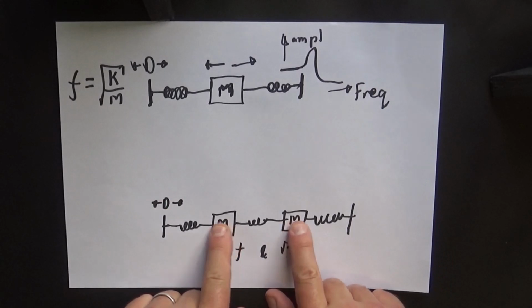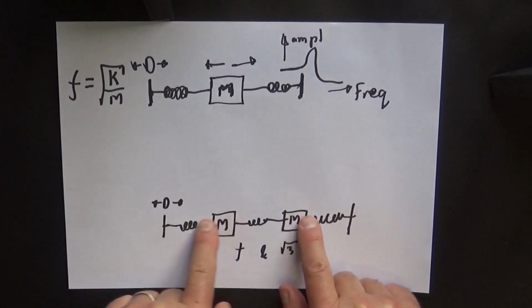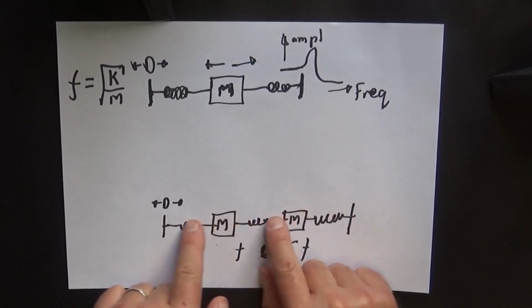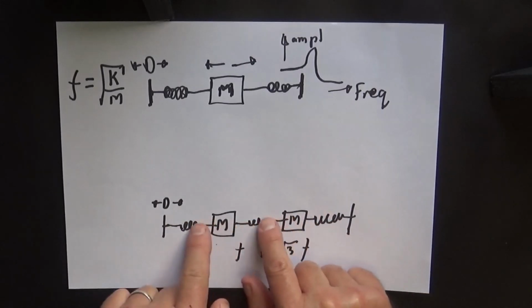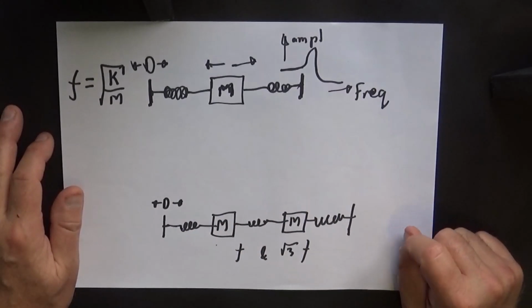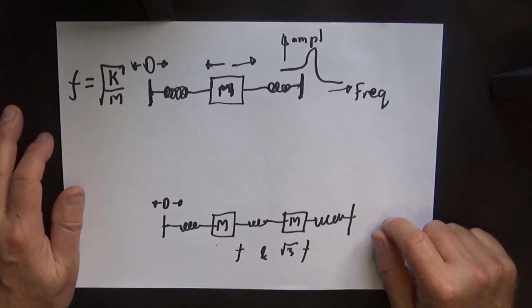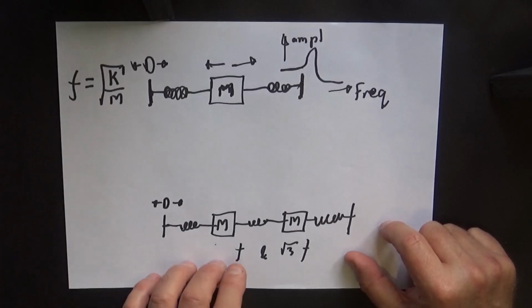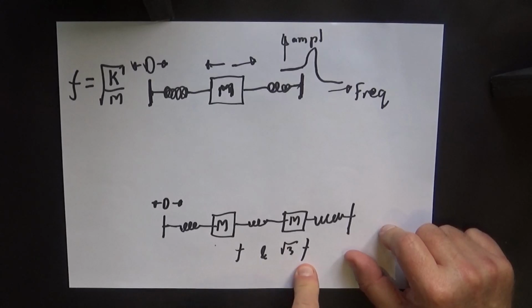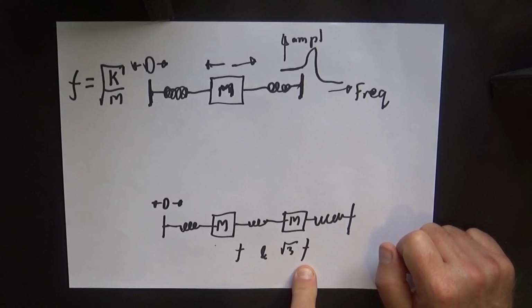One where the masses are going in opposite directions, and one where the masses are going in the same direction. So we should get two frequencies. Now if we do the equations, we get f, which is our 200 Hertz, and the square root of 3 times f. That's predicted, so let's simulate that and have a look and see if our model is working correctly.